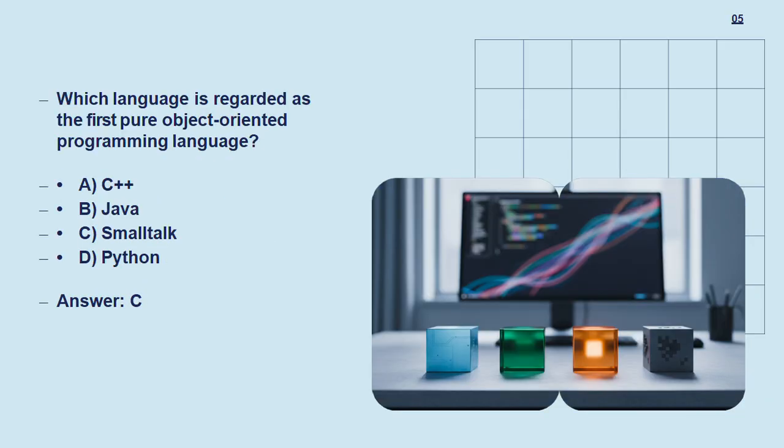So our third question is: which language is regarded as the first pure object-oriented programming language? So the first pure object-oriented language is Smalltalk.